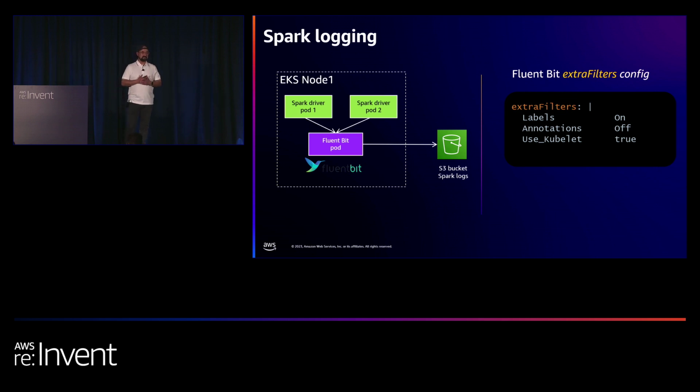In such cases, like in FluentBit, we recommend using extra filters. If you notice in there, I said use kubelet is true, which means if FluentBit requires any metadata, it can get it from the kubelet within the node itself rather than making a number of calls to the API server. This is highly recommended when you're deploying FluentBit, which reduces the number of calls that you make and increases the scalability performance of your jobs.